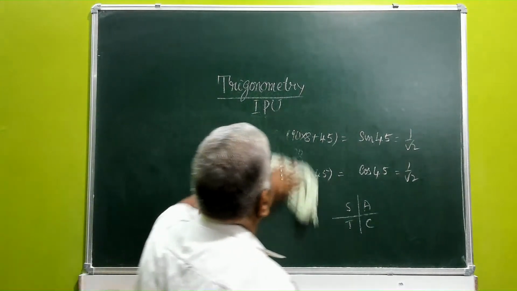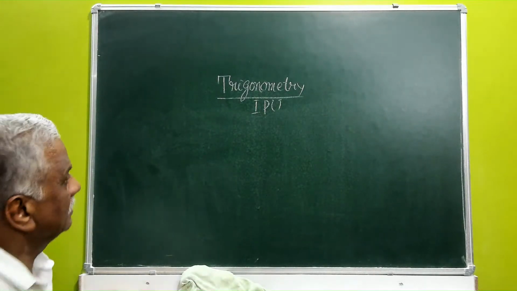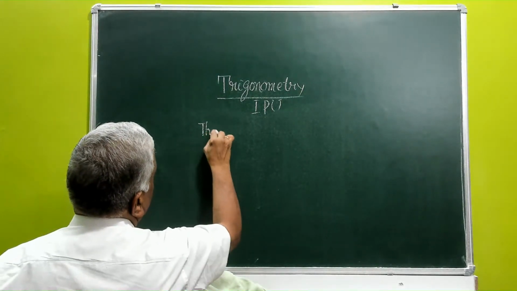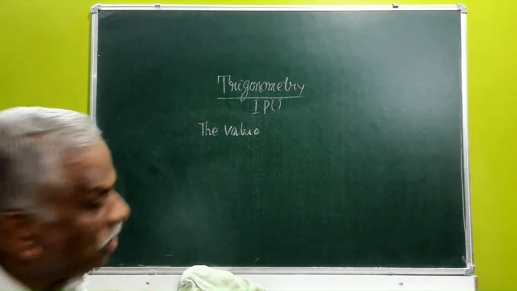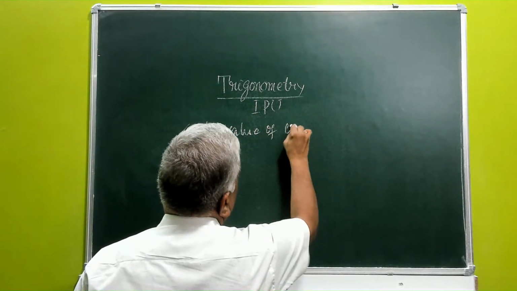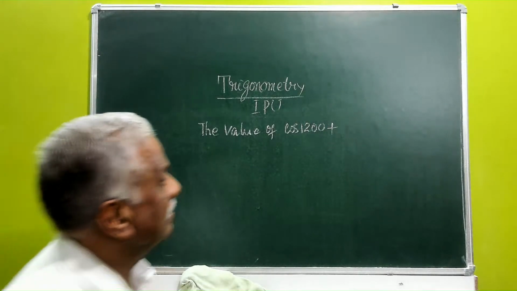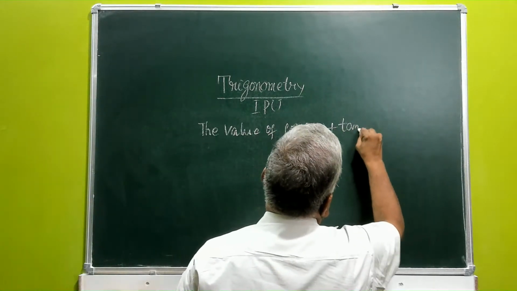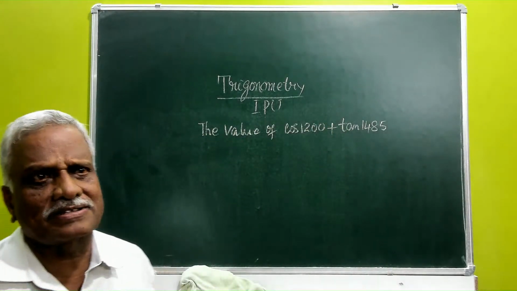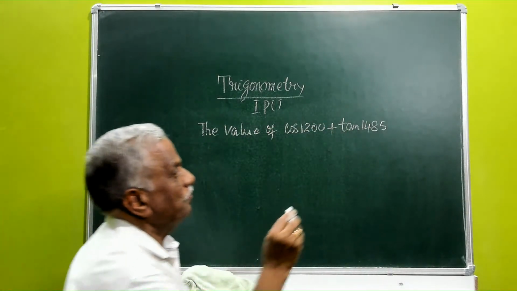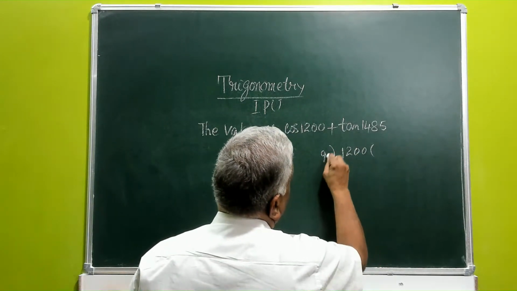Now I just take one problem which has been asked in the examination based on the allied angles, because they may give a problem similar to this. The value of cos 1200 plus tan 1485. They have given 4 answers and I'll not be writing the 4 answers. So you work the problem. What is the method? You take 1200 divide by 90.